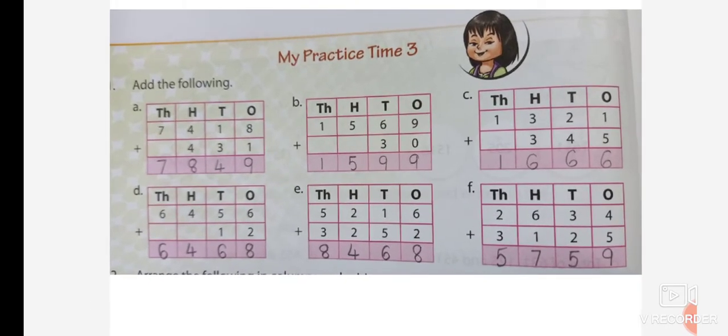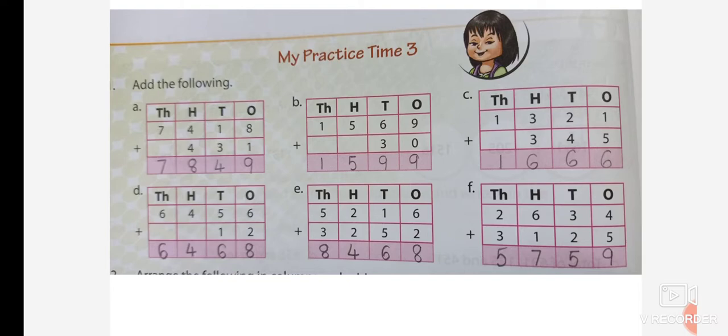Now we move on to the E sum. The numbers in the E sum are 5,216 plus 3,252. We add the numbers on the ones place, the tens place, the hundreds place, and then the thousands place. 6 plus 2 is 8, 1 plus 5 is 6, 2 plus 2 is 4. In the thousands place, both columns have numbers, so 5 plus 3 is 8. So the answer is 8,468. The F sum is for homework.